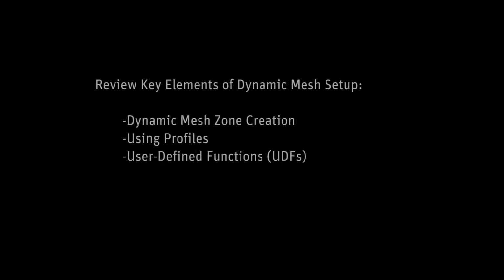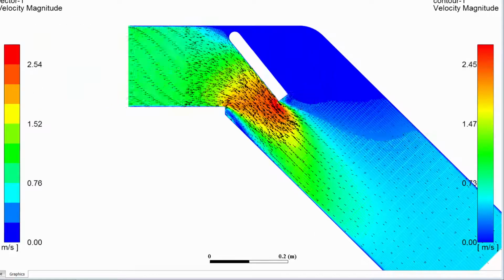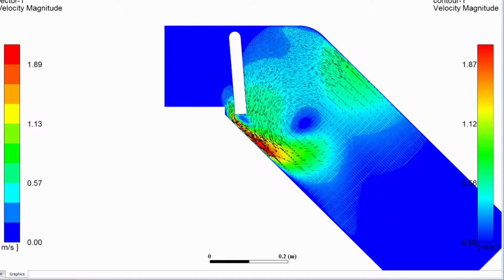In this demonstration, you'll learn about setting up a moving and deforming mesh problem in Fluent. I'll begin with two quick animations just to show you what it is that we'll be setting up later on.